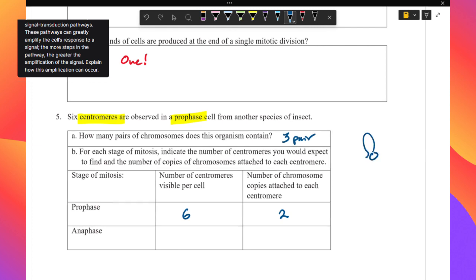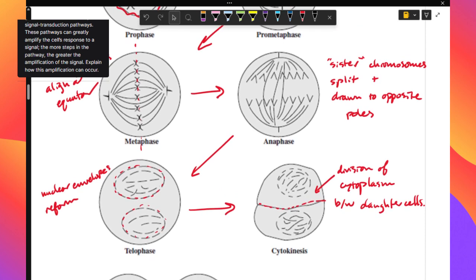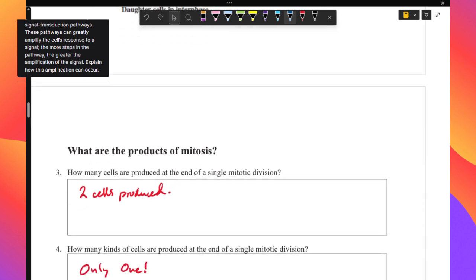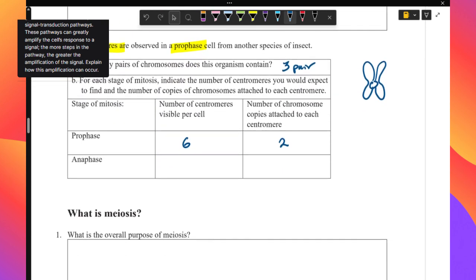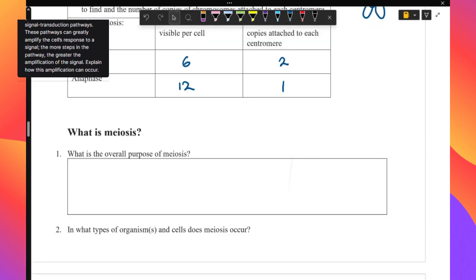So we have a centromere, and a copy of our chromosome. In anaphase, remember, is towards the end of our cell division. Anaphase, right here, we've split those. So the number of centromeres visible per cell, we're up to 12. Started with 6, we get up to 12. And each centromere has 1 chromosome copy attached to it.